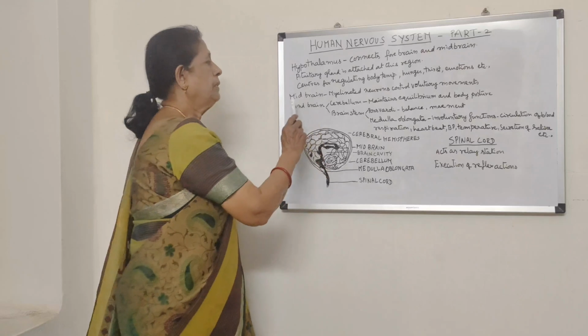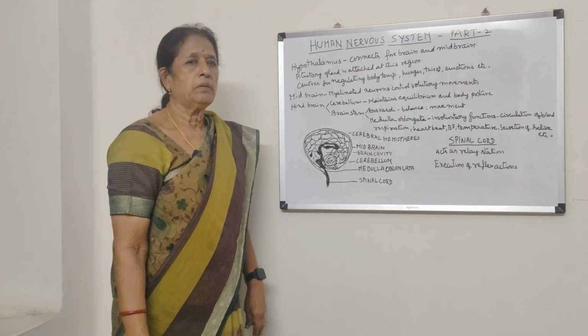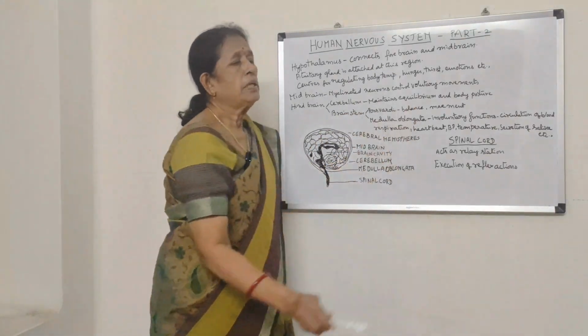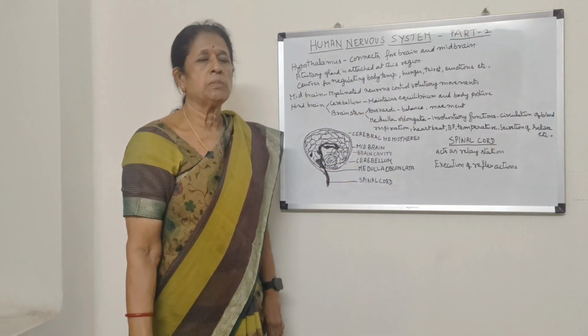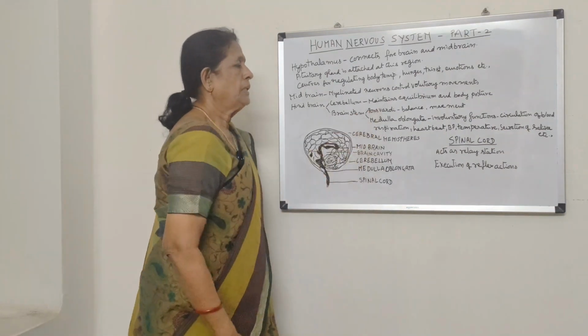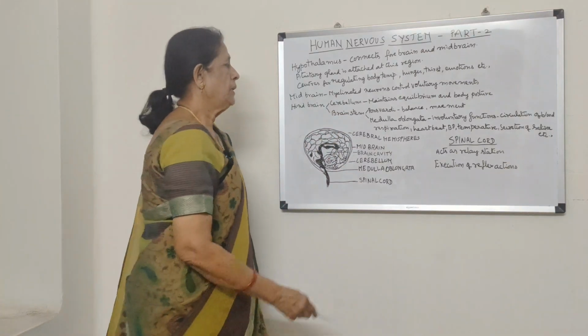The next part of the brain is the midbrain. Midbrain contains myelinated neurons. These myelinated neurons control voluntary movements of the body. Voluntary movements means the movements which are under our control. They are called voluntary movements. Midbrain controls voluntary movements of the body.